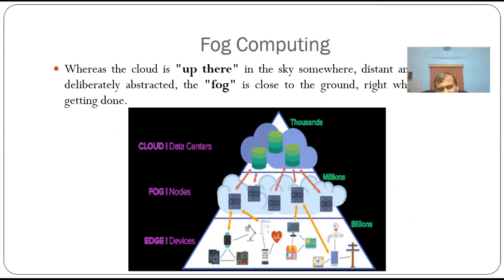What it is saying here is that whereas the cloud is up there in the sky somewhere, distant and deliberately abstracted, the fog is close to the ground, right where applications are getting done. So what you can see here are the edge devices, which consist of several sensors, smartphones, laptops, and smart access points, which generally support the mobility concept. These edge devices are connected through the fog nodes, and ultimately at the very top we have the cloud data centers where the data is stored for some sort of long time analysis.